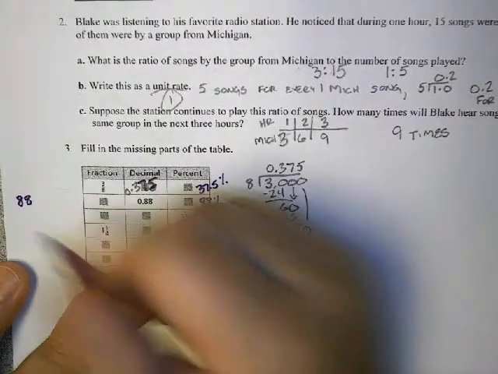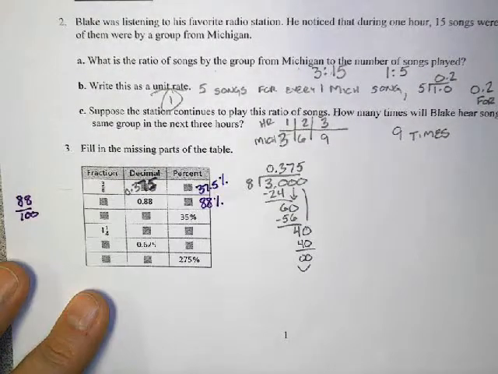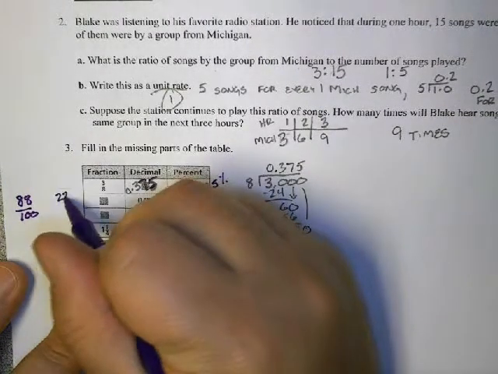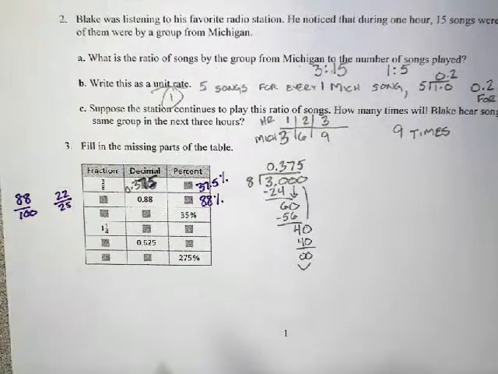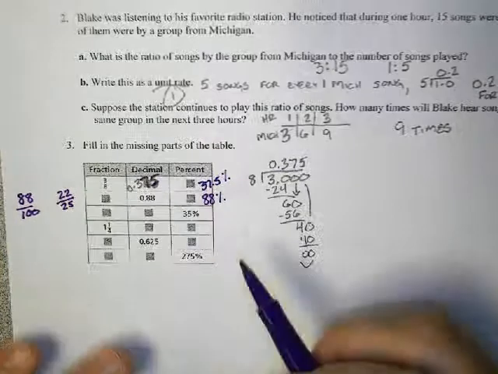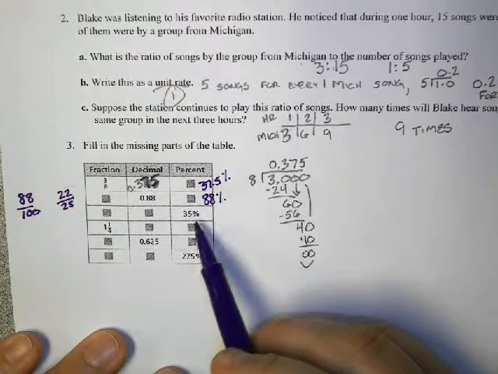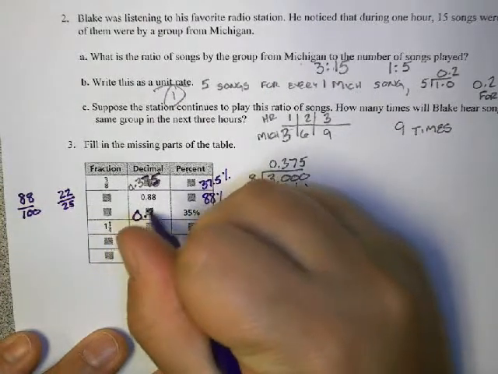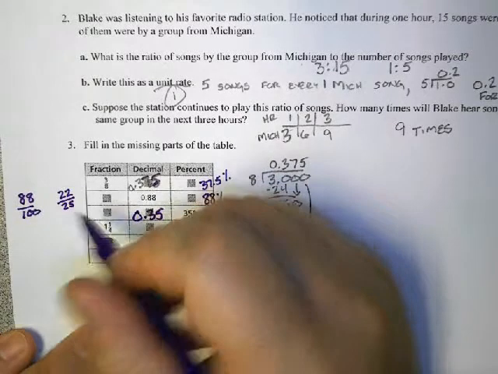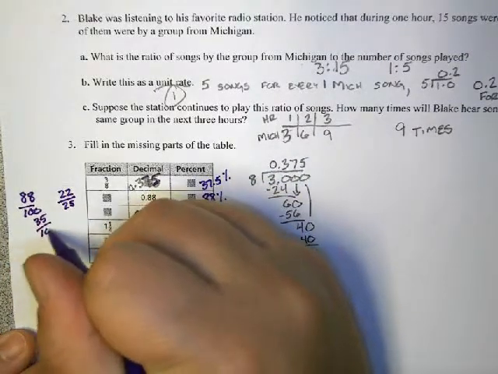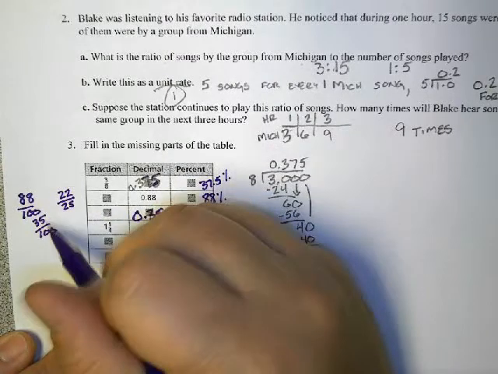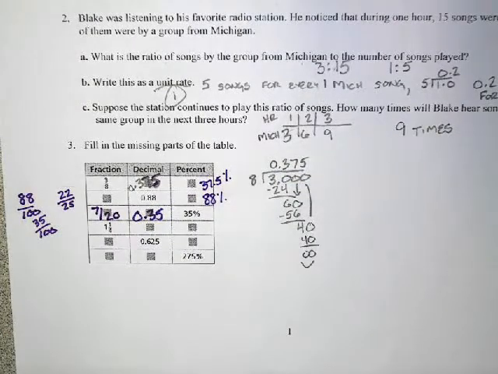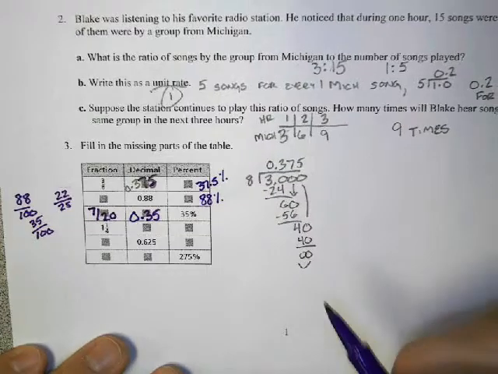Now, as a fraction, it's going to be 88 over 100. But I can also reduce this. And both of these, 4 goes in really nicely. So it's going to be 22 over 25. As a fraction, just put it over 100. Now 35%. Now we're going to move that decimal 1, 2 right there. So it's going to be 0.35. As a fraction, that's 35 over 100, or divide by 5s, 7 over 20.